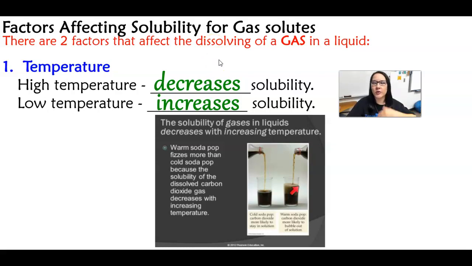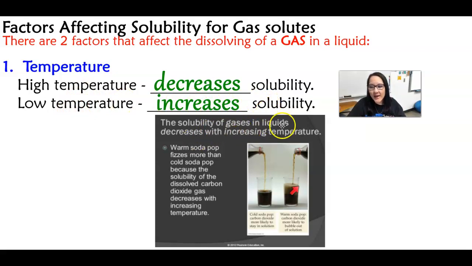So if I wanted to increase my sugar cube dissolving, I'm going to heat up the liquid, or I'm going to increase the surface area, or I'm going to stir it. You will do utterly the opposite when it comes to gases overall. So for a gas, if you have a high temperature, it's going to decrease the amount that'll stay dissolved. And if you have a colder temperature, it's going to increase the amount of gas that can be dissolved.